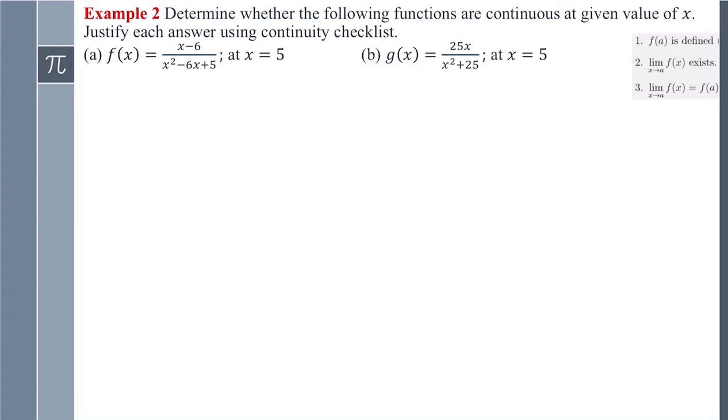So for the first one, let's go ahead and see if the function is defined at x equals 5. If I plug in x equals 5, in the numerator I get -1, but in the denominator I get 0. So when I substitute x with 5, I'm going to get -1 over 0, which is undefined. So the function is not defined at x equals 5. That means f of x is not continuous at x equals 5 because f of 5 is undefined.